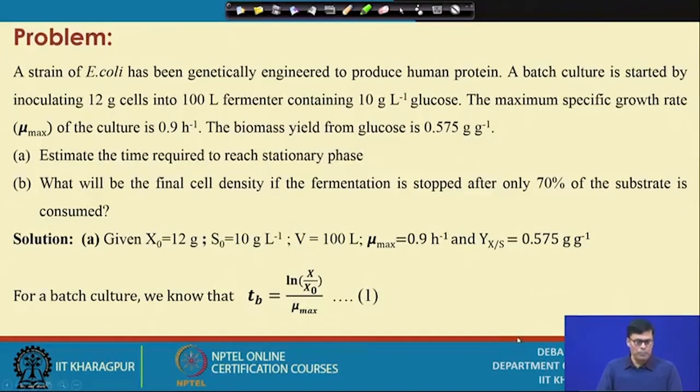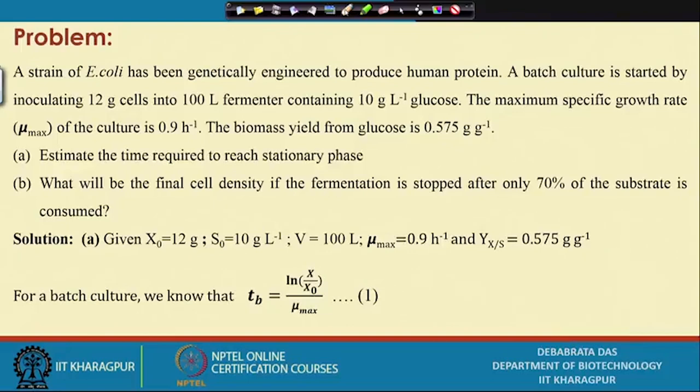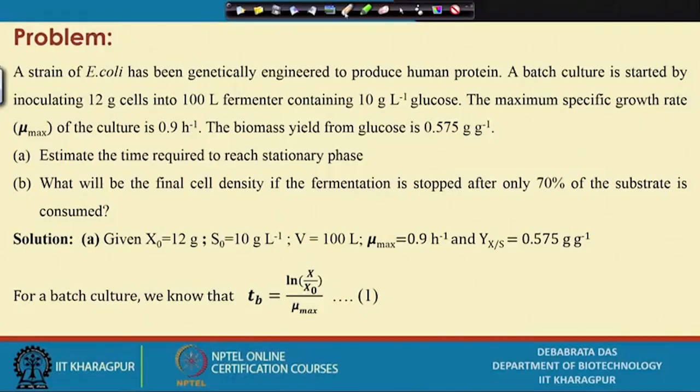The next problem is very interesting, and it is also with respect to the batch process. The reason it is interesting is that when you run a particular batch process, we are interested to know, after a certain time, what the cell mass concentration is and what the substrate conversion is. So, how can we monitor and determine this? This problem will deal with that. Let us see how we can solve it.